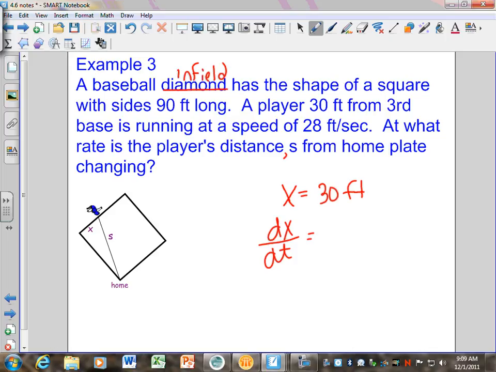So I said the rate that is changing, right, as he's running, I said the rate would be 28 feet per second. Do you agree with that or don't agree with that?